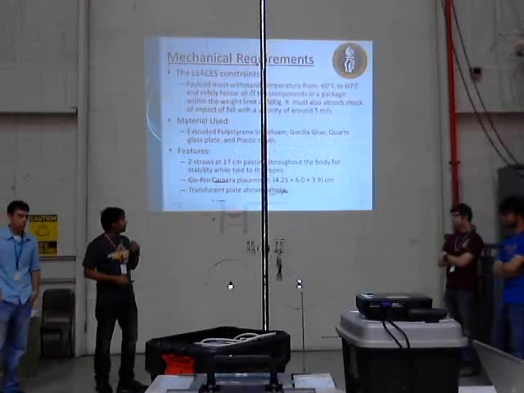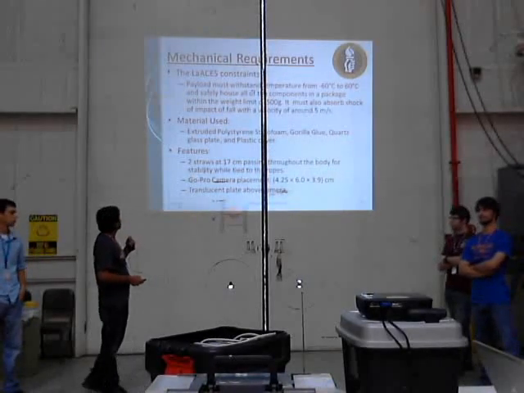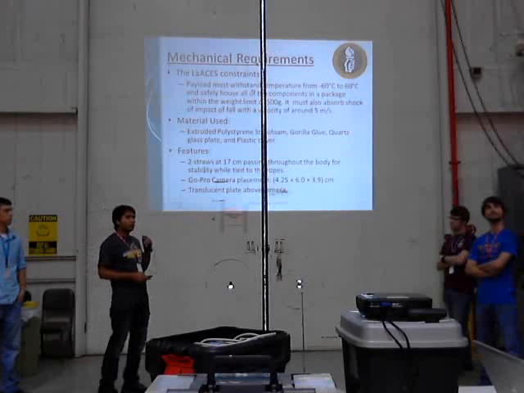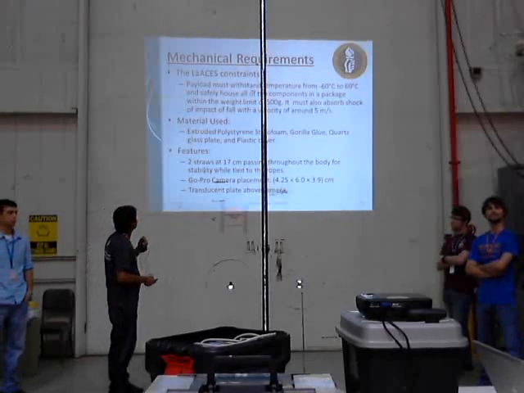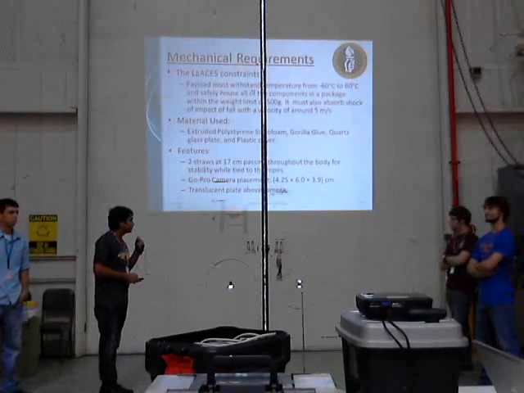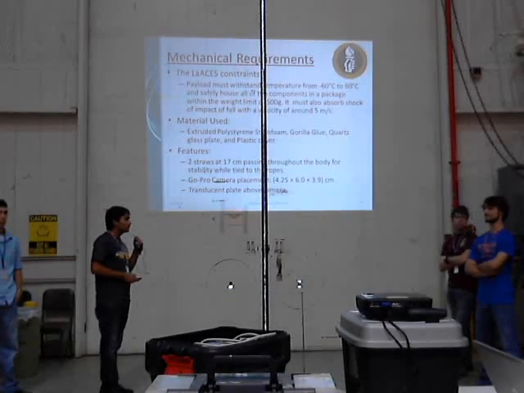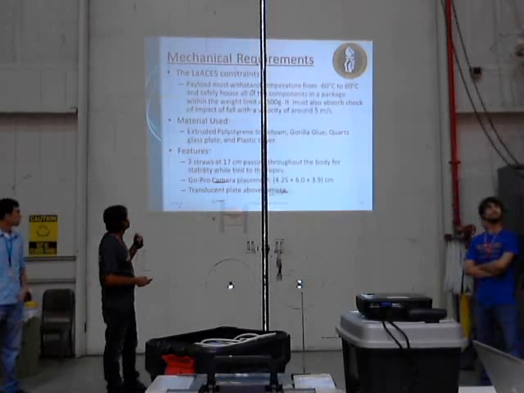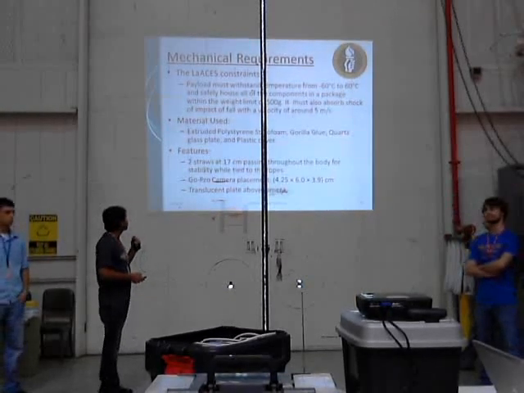This is about the mechanical requirements. Based on the license constraint, our payload needed to sustain extreme temperatures of -60 to +60 degrees Celsius, and it needed to house all the materials within the weight budget of 500 grams, and should have sustained 5 meters per second of velocity when it falls down.